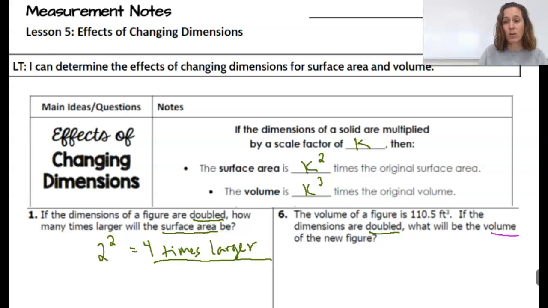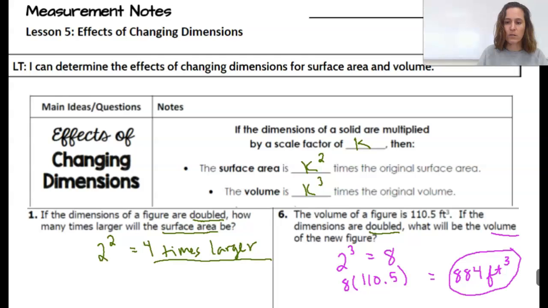Well, in this case, we're dealing with volume, so that would be k cubed. Still doubled, that means 2, but it would be 2 cubed, which would get us 8. Now I multiply 8 by the original volume of 110.5, and our new volume would be 884 feet cubed.